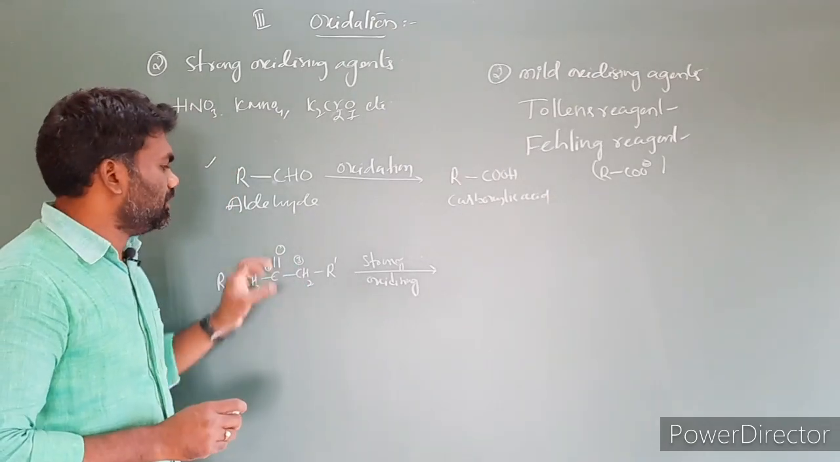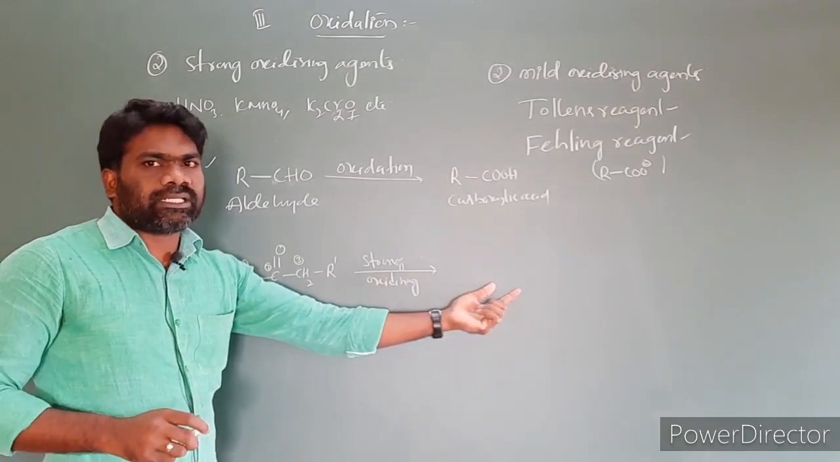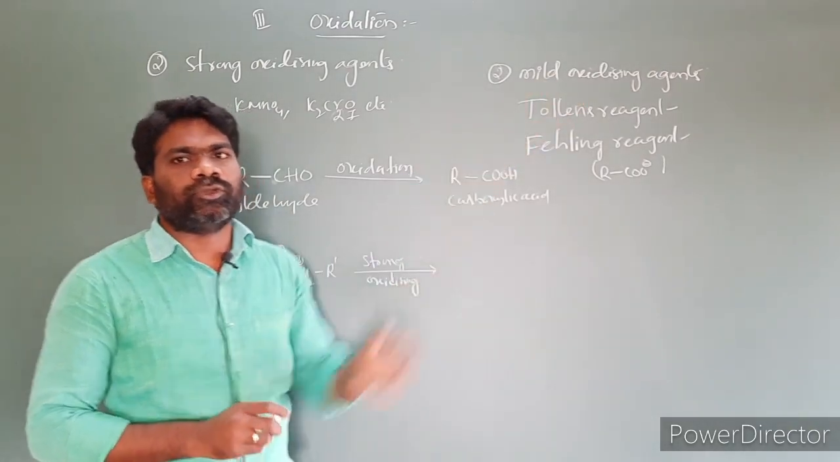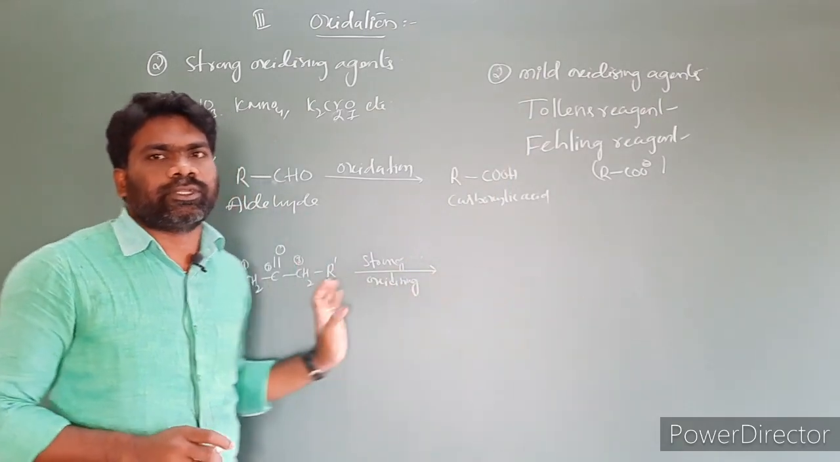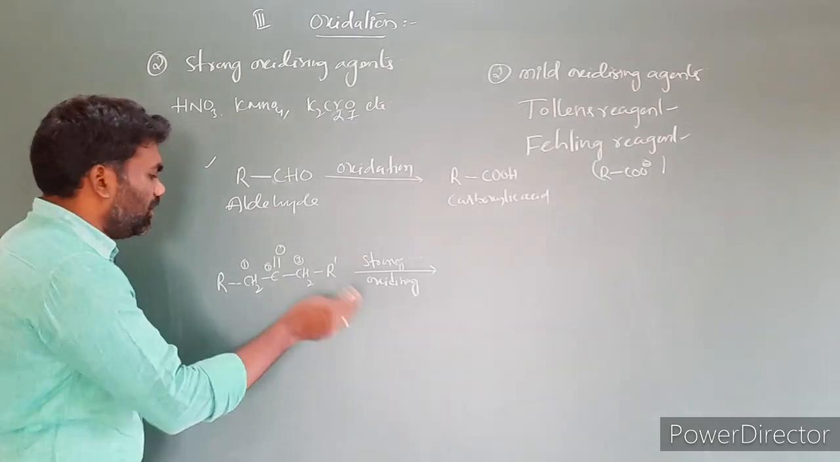My point is that strong oxidizing agents will give carboxylic acids from ketones, but mild oxidizing agents do not give carboxylic acids from ketones. This is one difference. Now I am taking a strong oxidizing agent and elevated temperature. How many types of cleavage are possible?